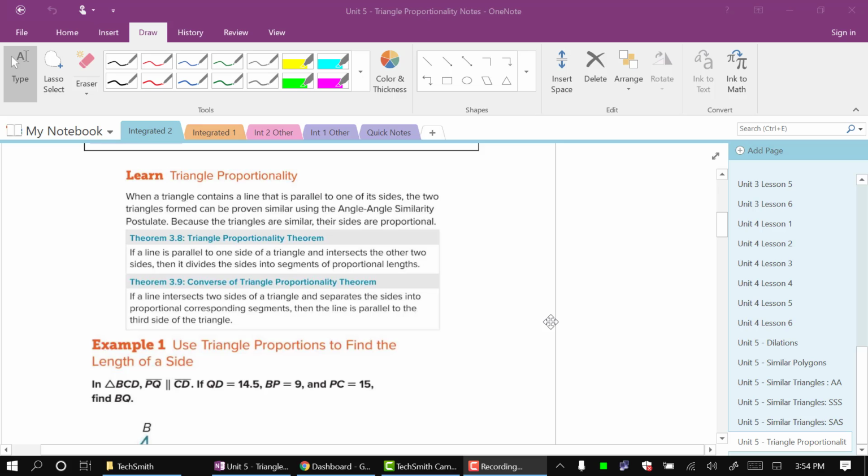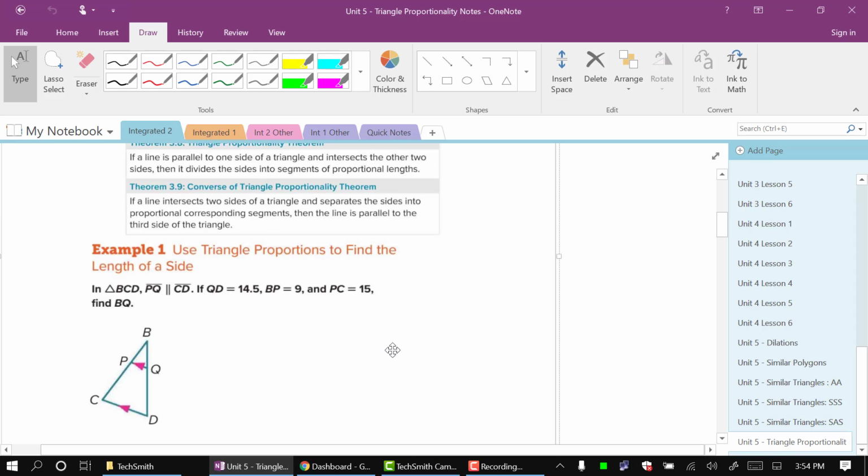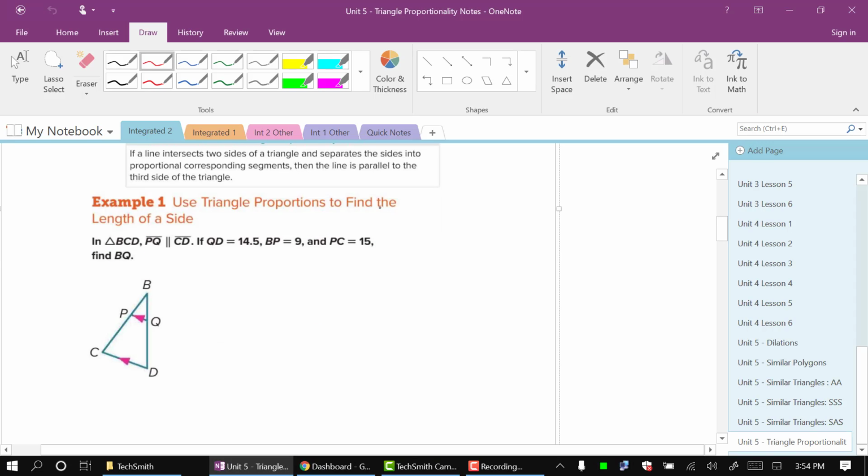So in triangle BCD, PQ is parallel to CD. So PQ, this is parallel to CD, this right here. If QD is 14.5 and BP is 9 and PC is 15, what is BQ? So what is this right here?